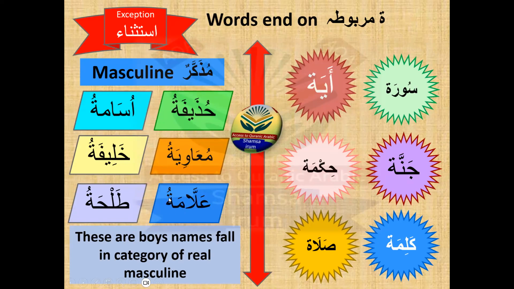So you must know that if any person has the name Usama and you say, why is your name feminine? Usama has the round ta in the end, and I learned that if any word has round ta in the end it is feminine. No, no, no, it is not feminine, it is still masculine. So we will say they are exceptional words. They are boys' names, so they will fall in the category of the real masculine.